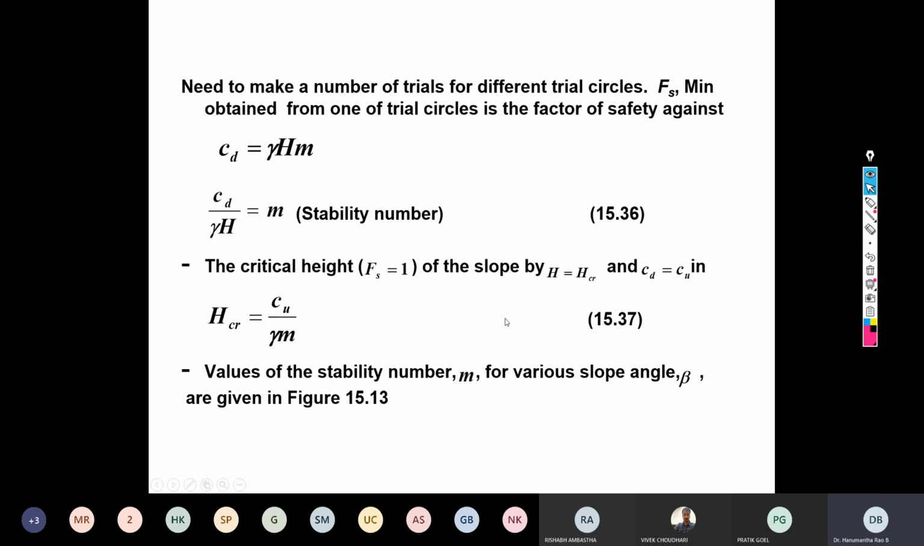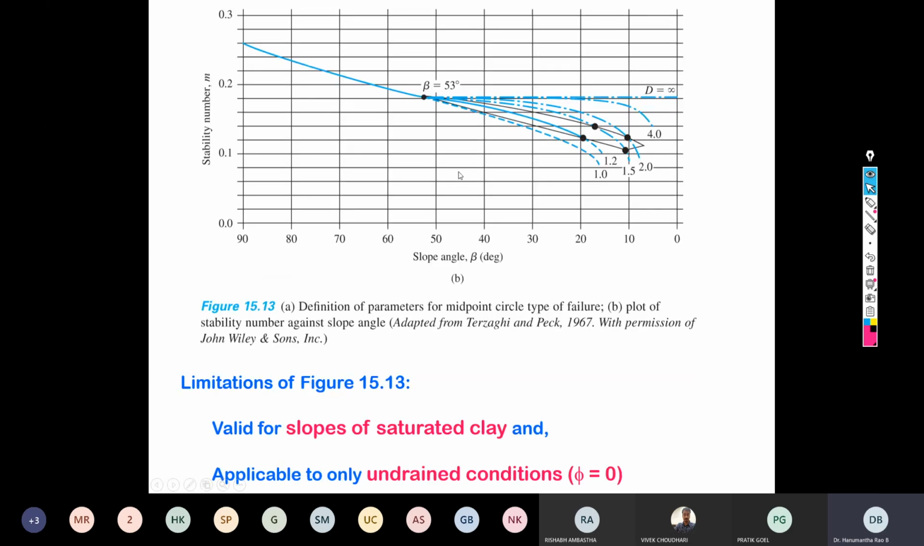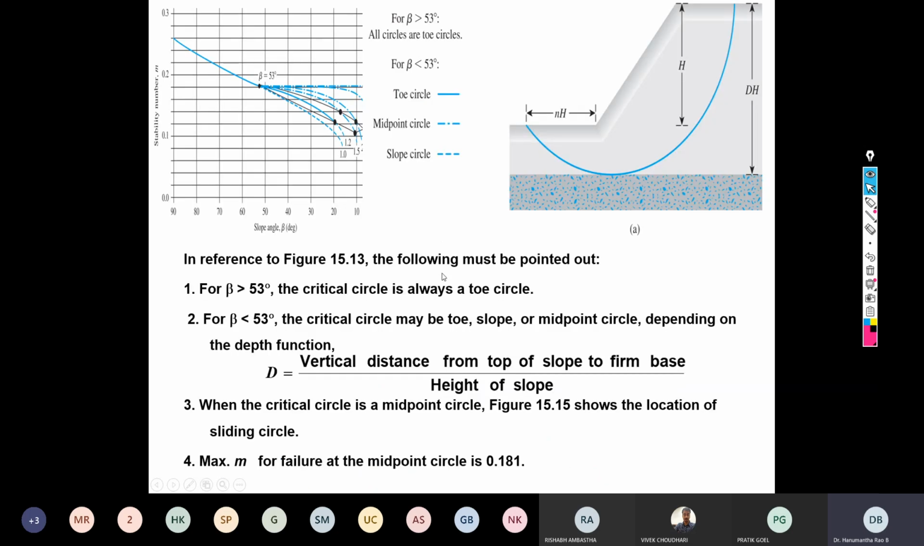This is how Taylor has come up with it. He has given different values of the stability number for different slope angles. But there are others also. As per Taylor, up to beta of 53 degrees there is no problem. But once it exceeds 53, another parameter comes into the picture, called D. Let us try to understand what that D is. That D is the total depth of the soil from the top surface to the firm stratum.